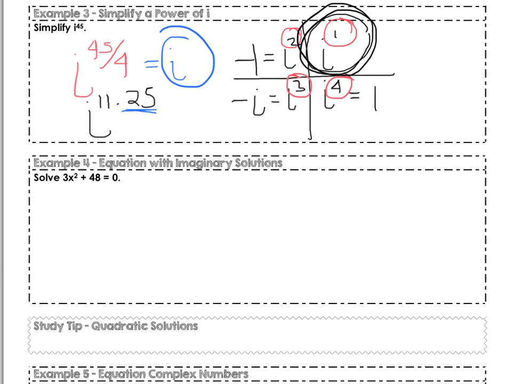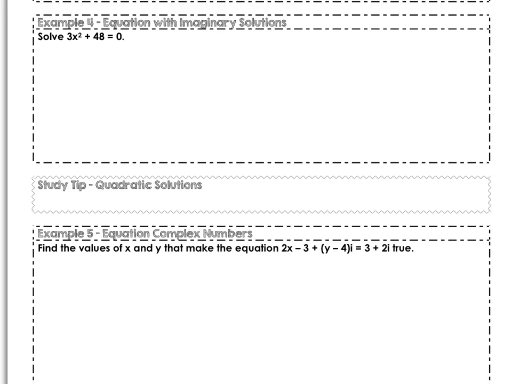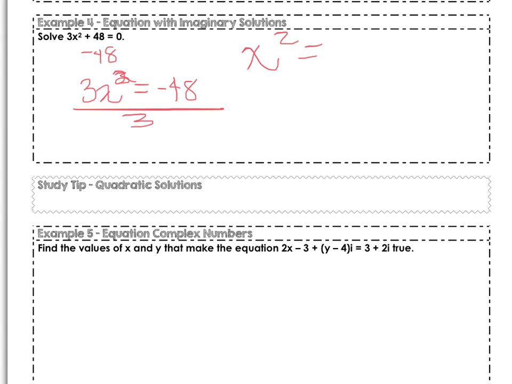All right, now let's start solving some equations with imaginary solutions. Whenever we're solving equations, we're isolating our variables. So in this first equation, I'm just going to subtract 48 from both sides, getting me 3x squared equals negative 48. I'm now going to divide everything by 3, getting me, I forgot to change the exponent, wow. x squared is now going to be equal to negative 16.